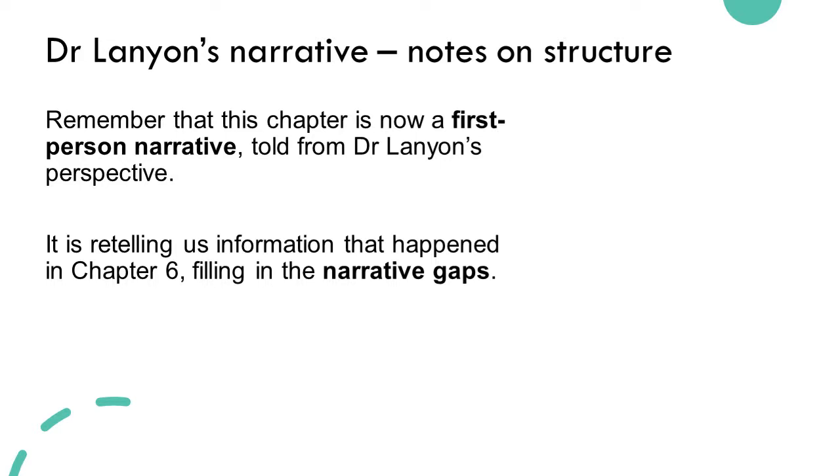Okay, so Dr Lanyon's narrative notes on structure. So remember that this chapter is now a first-person narrative told from Dr Lanyon's perspective. So bear in mind that the majority of the novel uses a third-person vocalized narrator. Remember that means it's third person, so he or she pronouns, and it's through the eyes of a particular character. So think about Harry Potter, those kind of stories.